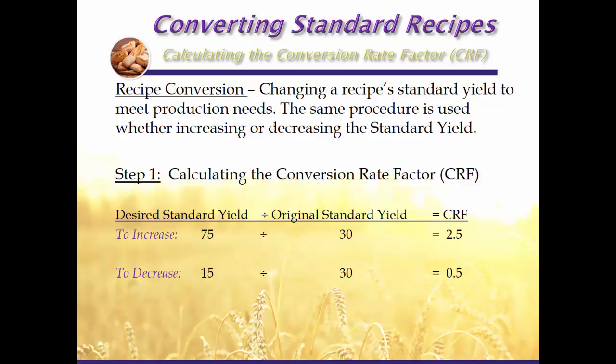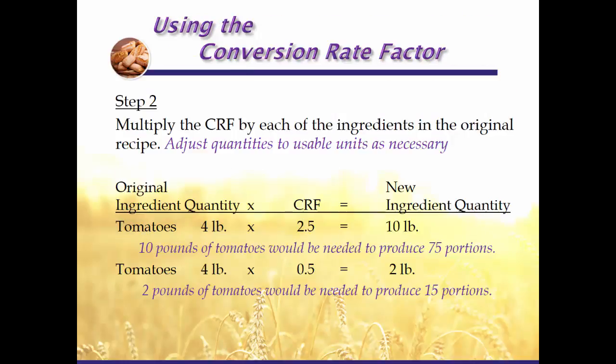For decreasing, it's the same way. You take your desired standard yield, which would be your new standard yield, and you divide it by your original standard yield, which would be your old standard yield. So 15 divided by 30 gives you a conversion rate factor of 0.5. Then you would multiply each one of your ingredients by 0.5. So let's show an example of this.